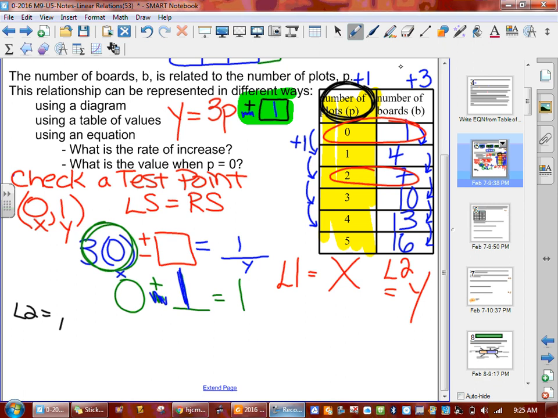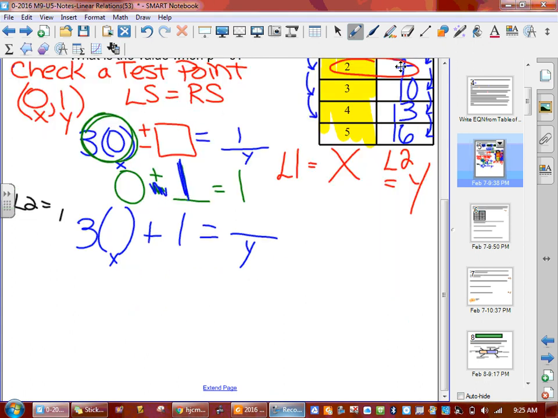So now I'm going to check my second test point. I'm going to use 2 and 7 just because I have it circled. So now I'm going to put a 2 where the X is. So 3 times my X, we're going to say plus 1 equals my Y. We're checking the test point 2 and 7. So I want a 2 here and a 7 for Y. And I need to see if the left side equals the right side. So I'm going to do BEDMAS. 3 times 2 is 6 plus 1. Does it equal 7? Yes. The left side does equal the right side. So that means we created the proper equation.